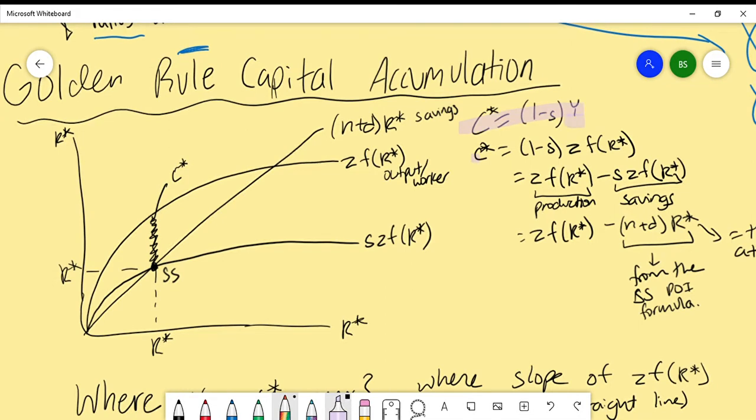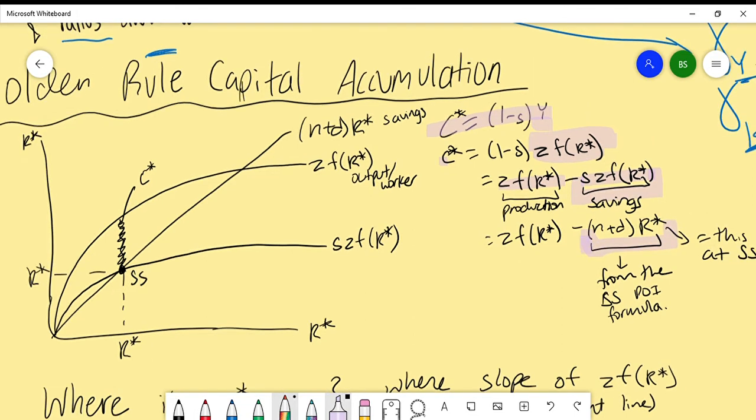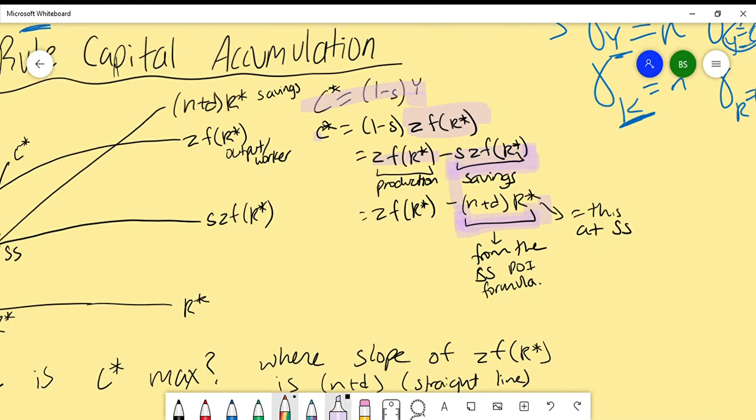So we can replace this y with the formula here. We can expand this into two parts. We know that s z f(k) equals n plus dk at a steady state. We know this from the very first thing that we did, where we had to equate them all and rearrange stuff. So the s z f(k) term is equal to this at the steady state. Since we're only working with the steady state, we can just replace it. So now we have this whole formula equal to consumption. Okay?